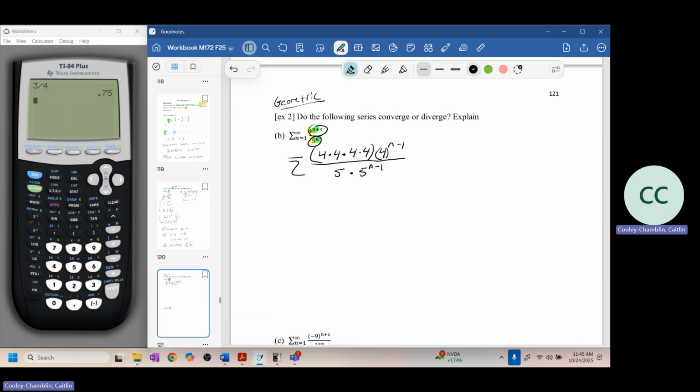The algebra is actually where I see most students mess up on these problems. So we have 4 times 4 times 4 times 4. I'm not even going to pretend to know what that is in my head. So 4 to the 4th power is 256. So I get the summation of 256 divided by 5 times 4/5 to the n minus 1.